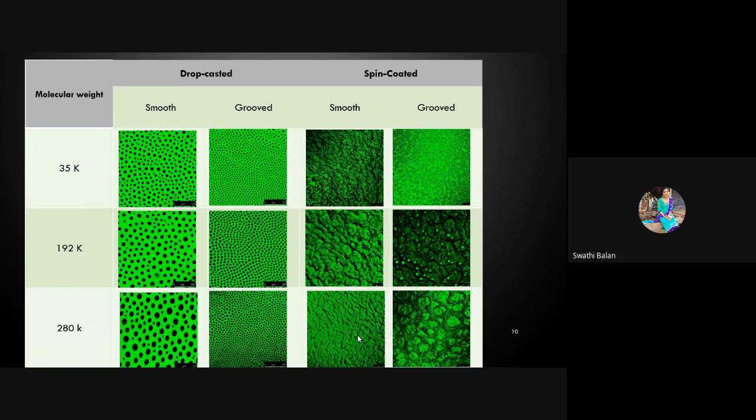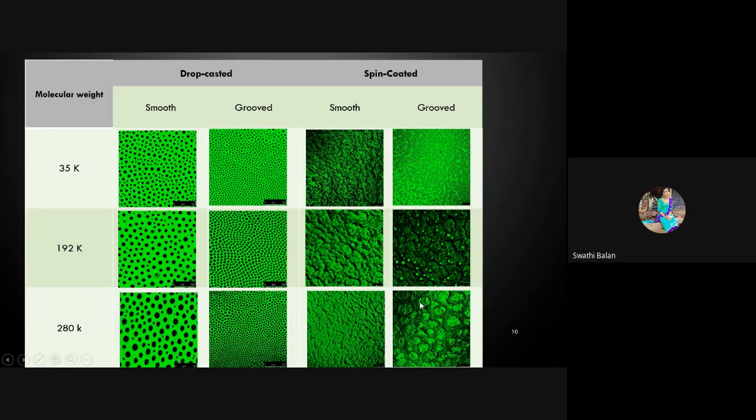These are the images which we obtained using confocal microscopy while drop casting and spin coating on the smooth and grooved DVD surfaces. Here we can see that there is an evident change in the patterns observed during spin coating and drop casting. That is, for 35K during spin coating, on grooved surfaces, we don't see any actual pores there. These black dots are the pores which we see here. While on smooth and grooved surfaces during drop casting, we get pores that are well ordered.